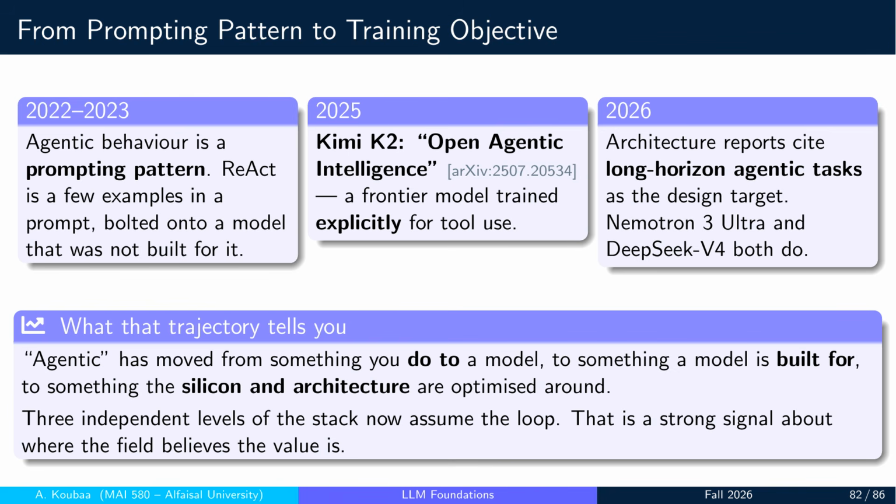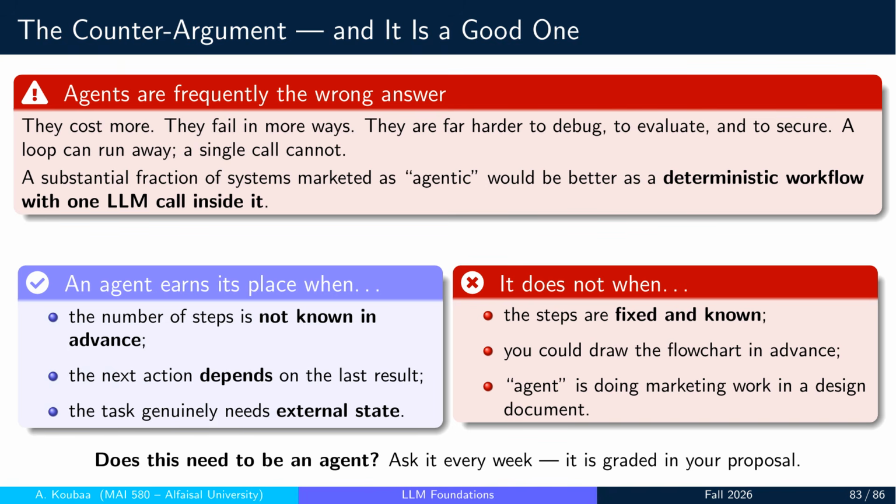That is a strong signal about where the field believes the value is. And it's also the answer to anyone who asks why a course about agents spent 40 minutes on KV cache this morning. Now the counter-argument, and it is a good one. I want you to be able to make it because you will need to make it in a meeting one day. Agents are frequently the wrong answer.